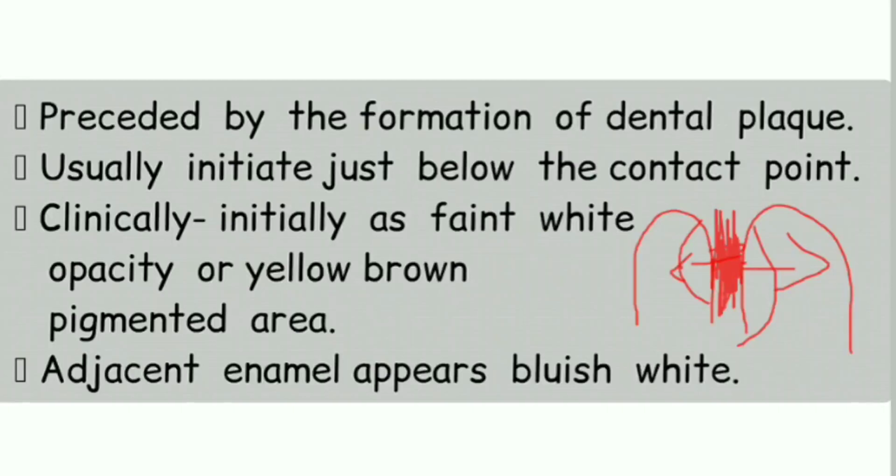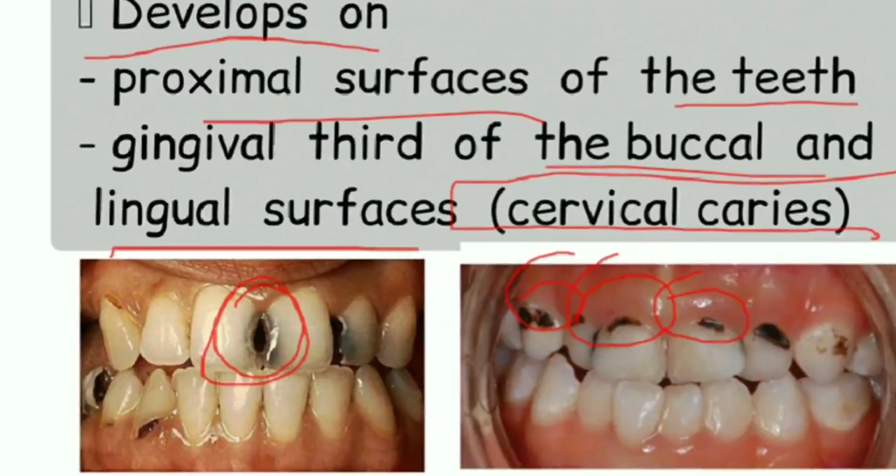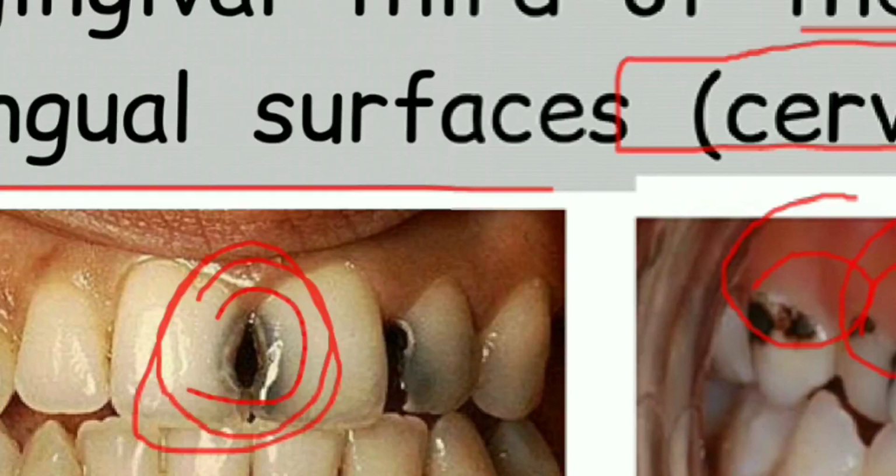You can see here. Now, it usually initiates just below the contact point. This is our tooth and this is our contact point. So they usually start below the contact point. Clinically, it appears initially as a faintly white opacity or yellow brown in color. So clinically, when we see this kind of lesion, it usually looks like a white opaque or yellow brown in color.